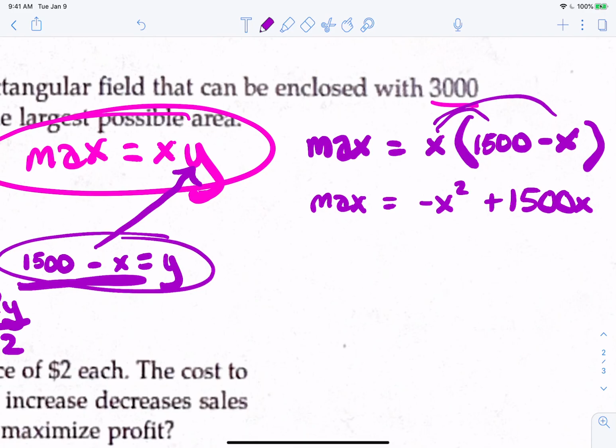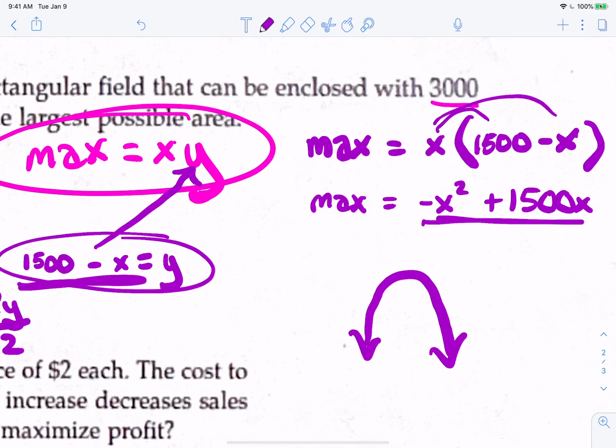Do you guys see what I just did? I flipped those 2 around. I flipped the 1,500x and the negative x squared around. Now, if I graph this thing, what does it look like? It looks like an upside down parabola, right? Okay, we know it's upside down because of the minus, and we know it's a parabola because it's x squared.